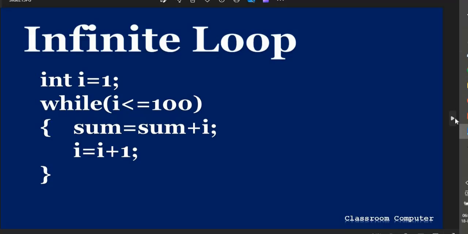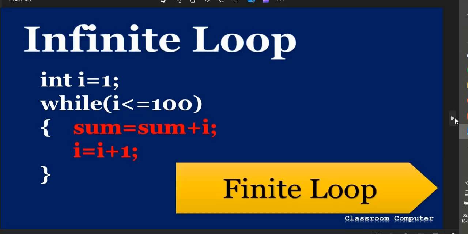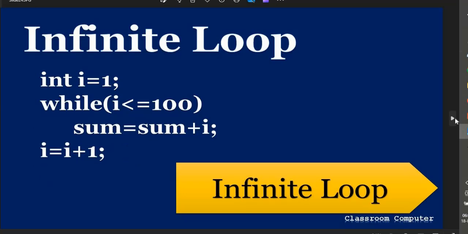Let's discuss another variation of for loop. This is a finite loop. Here I use curly brackets just because the loop body contains more than one line. But if I erase those 2 curly brackets, that means by default this loop considers only one line, which is sum equals to sum plus i, as a loop body. That also means the updation part of the control variable is no longer a part of the loop body now. So this loop will run for infinite times. This is an infinite loop.